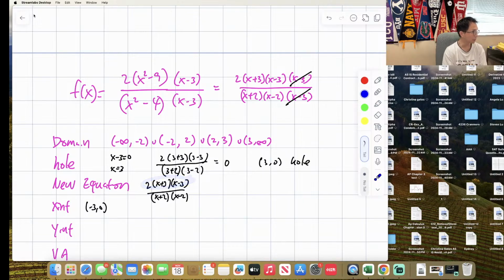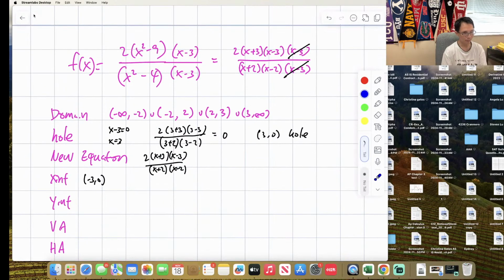Does 2 ever equal 0? Does x plus 3 equal 0? x equals negative 3, right? Now, does x minus 3 equal 0? Well, that's going to be 3, but 3 is going to be a hole, so there's actually no x-intercept there. But there is a coordinate there as a hole. So there's only (negative 3, 0), not (3, 0), because that's a hole, as we found at the very beginning.